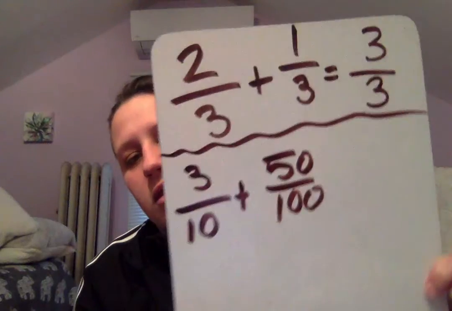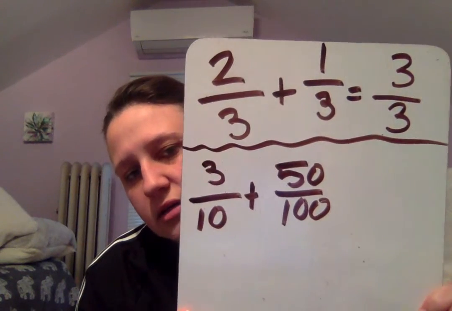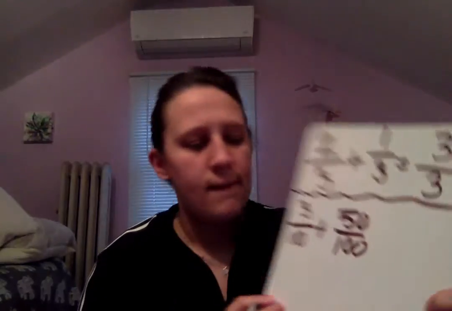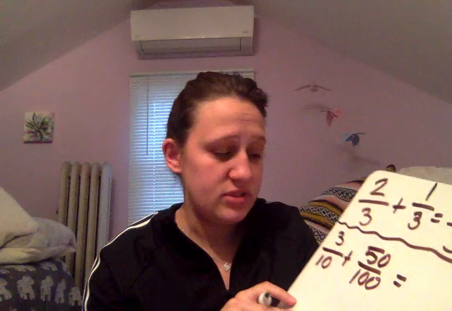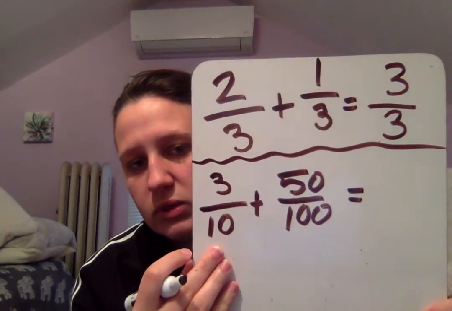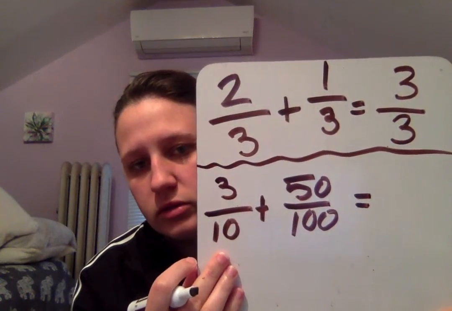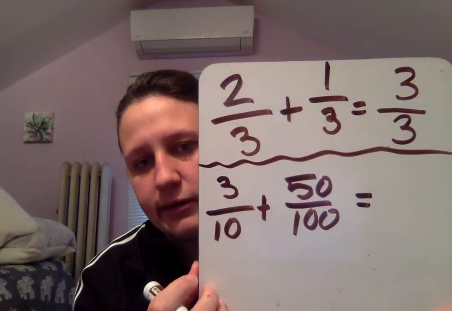But what if the bottoms are not the same? What if we have something like this? We have 3/10 plus 50/100. Well, let's try and do the same steps right now. Well, the last time we kept the bottom number the same, so it would be either 10 or 100. And I don't know which one to pick.